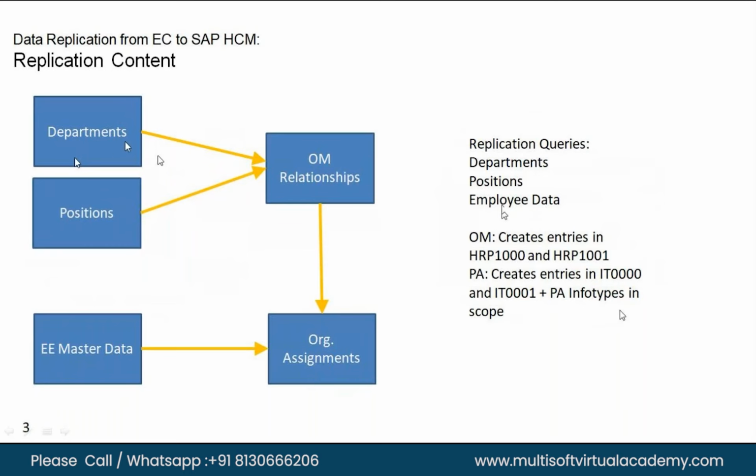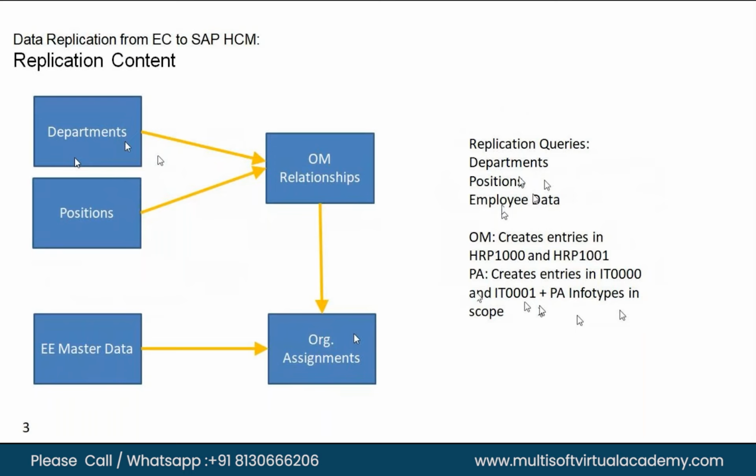We maintain the relationships and object IDs under the OM relationships. As a second step, we will run the employee master data, and then as the third step, employee org assignments, where it will sync in the info type 1. The department positions will be replicated in the HRP tables, and then employee data will replicate with the second program, and in the third program it will sync between the info type 1. It creates entries in HRP 1001.